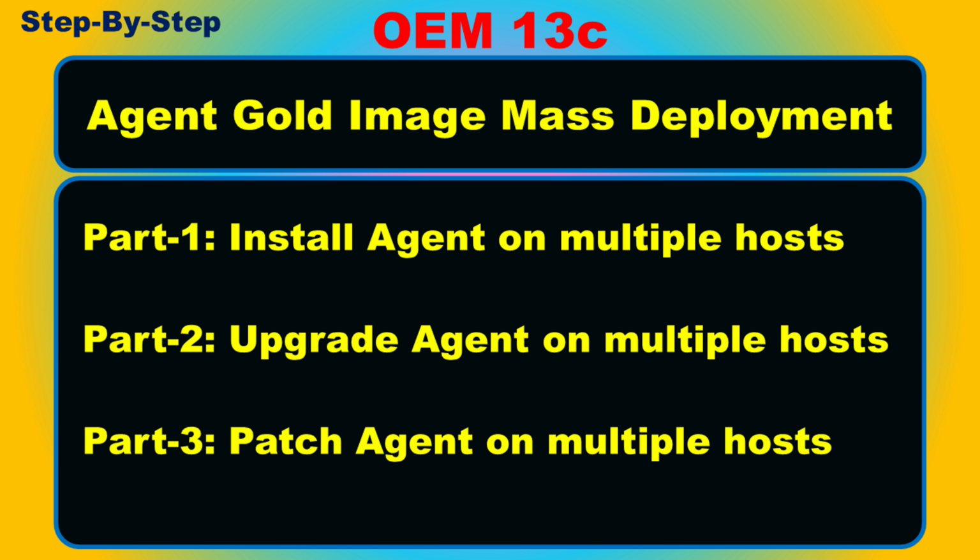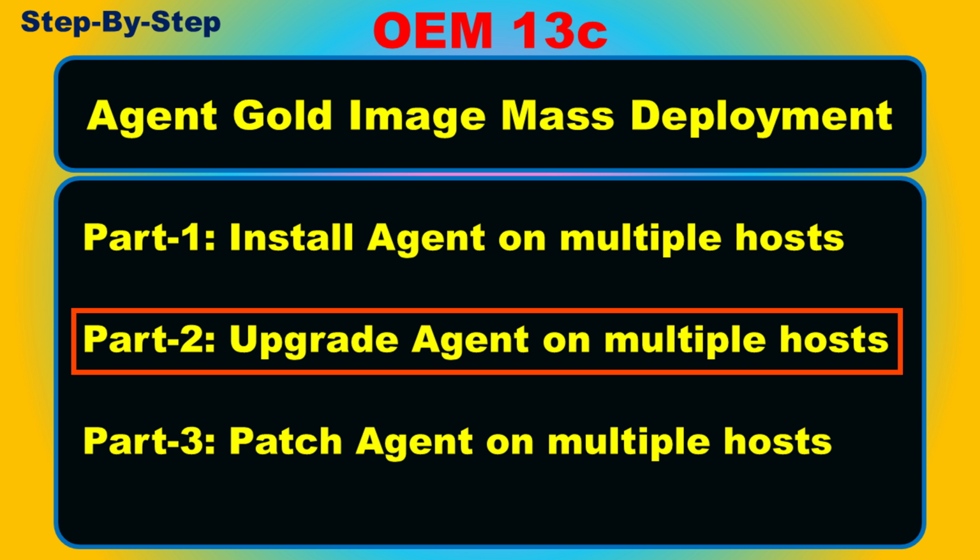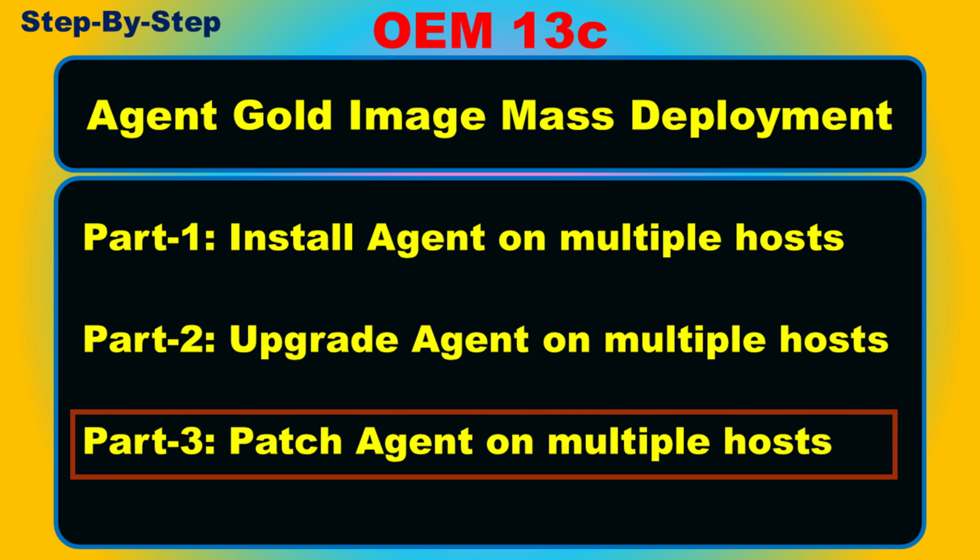I am dividing this topic into three parts. In part one, we will create an agent gold image with version 13.5 and use that to install agents on multiple hosts. In part two, we will upgrade agents from version 13.4 to version 13.5 using gold image on multiple hosts. In part three, we will update the gold image with latest patches and use it to apply patches on multiple agents on multiple hosts.